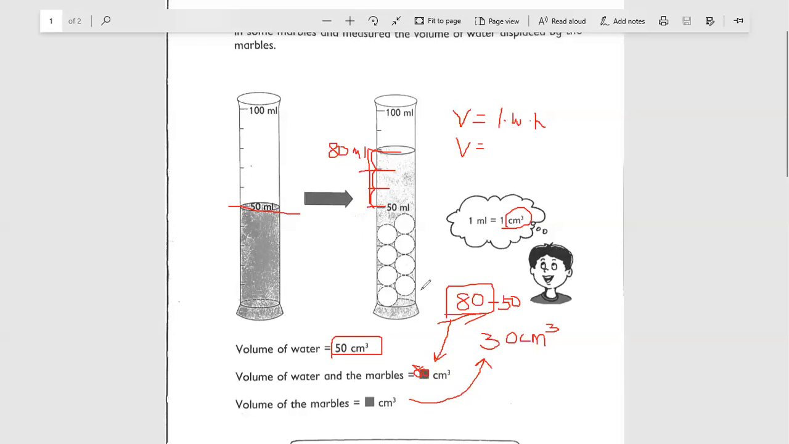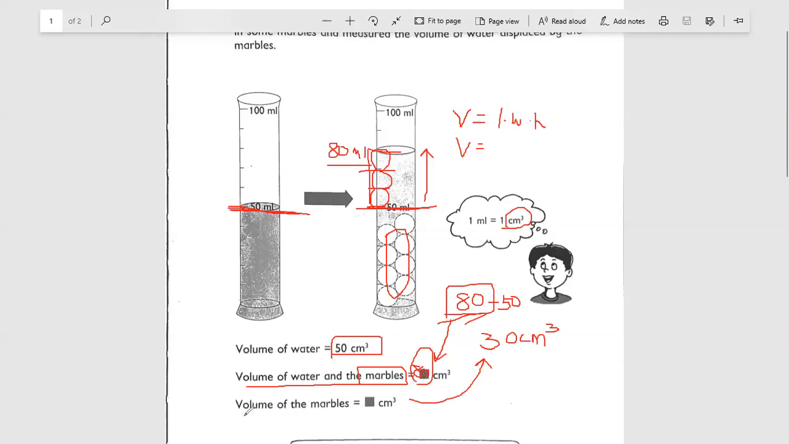So let me quickly explain it again. From this picture, it says the volume over here is 50. And then if we put some marble over there, the water level increased from 50 up to 80. So here we can figure out the volume of water with the marble. We just directly read it from this diagram, this picture. So it increased up to 80. How do you get the 80? We count it from here, 50, 60, 70, 80. Okay, so here is the 80.